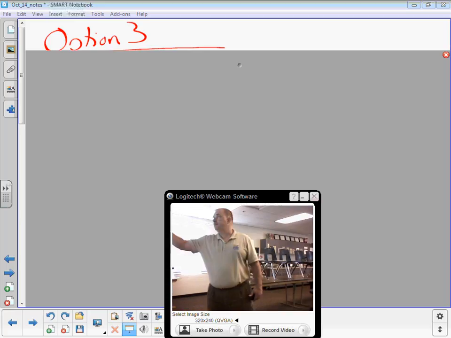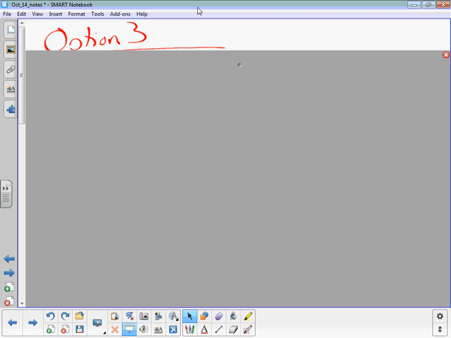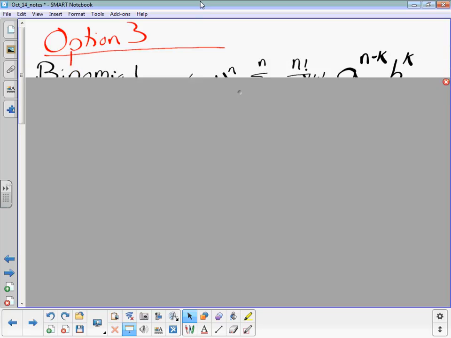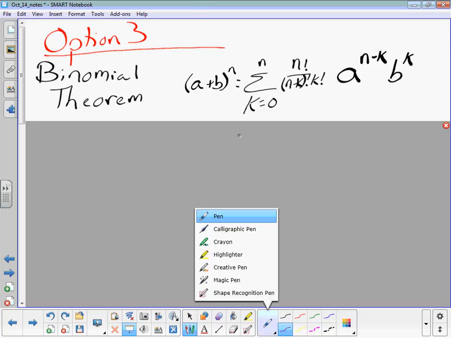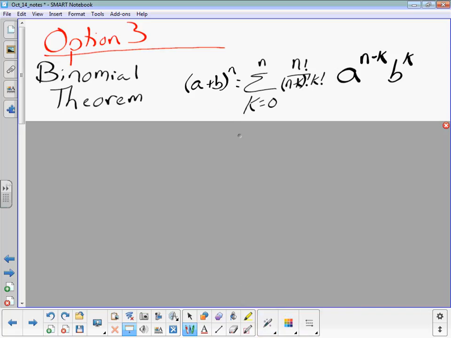Okay, let's get going. Option 3 is the binomial theorem technique. What's that binomial theorem? We've talked about it before. It's on page 614, I believe, in the middle of the page, if you need that, Cassie. It's (a + b) to the nth power, equals the big sigma notation. That means sum up. We're just going to add a bunch of things. We're going to let k start at 0 and go all the way up to n. n is the exponent on the binomial expansion.